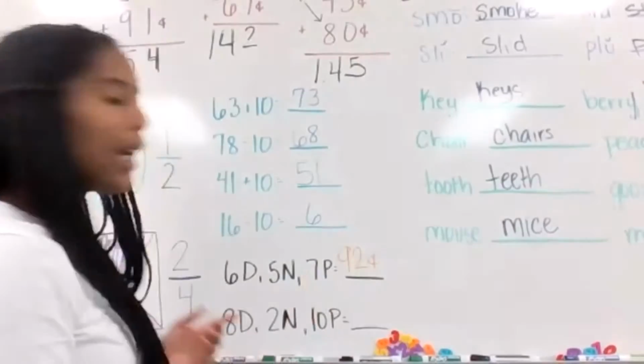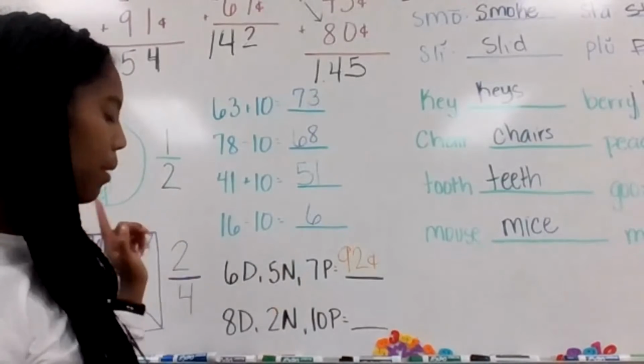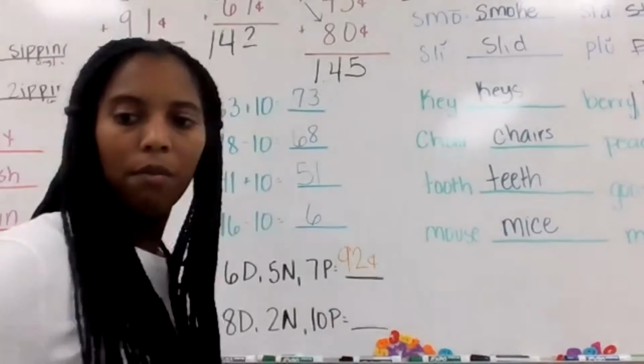All right, next one. I have 8 dimes, 2 nickels, 10 pennies.